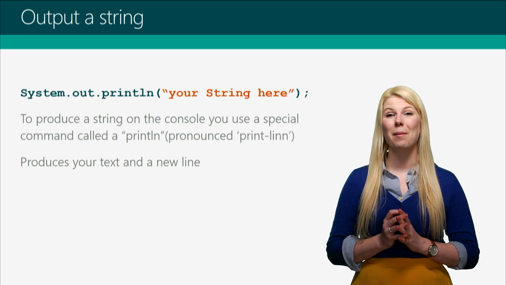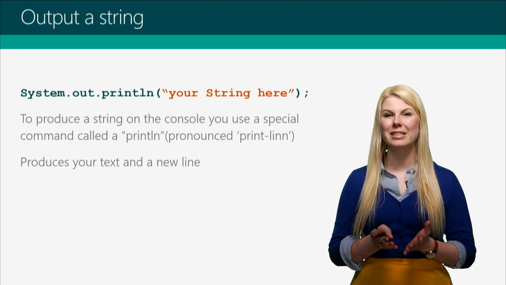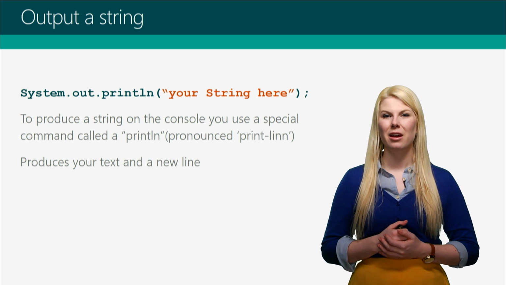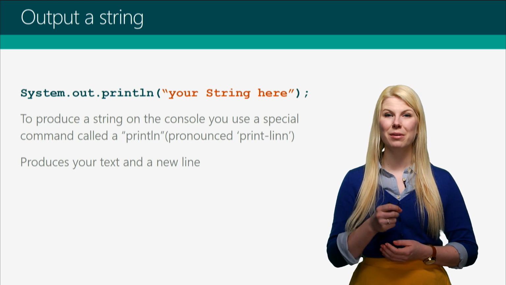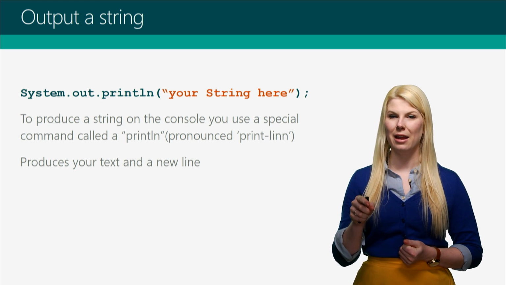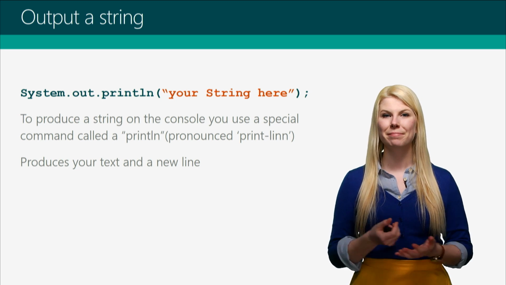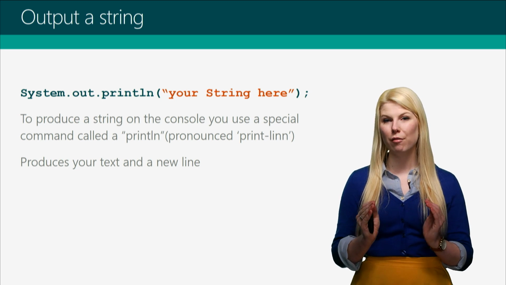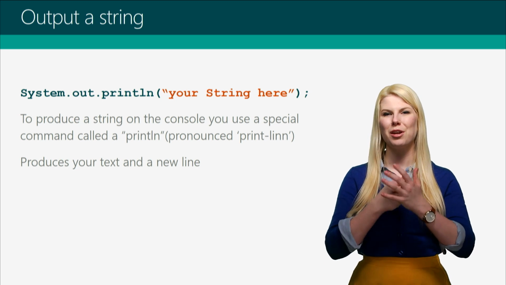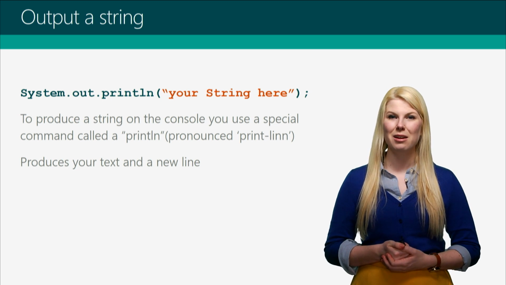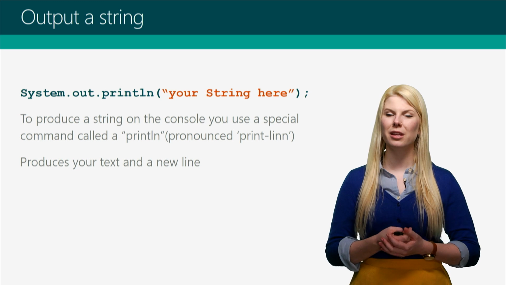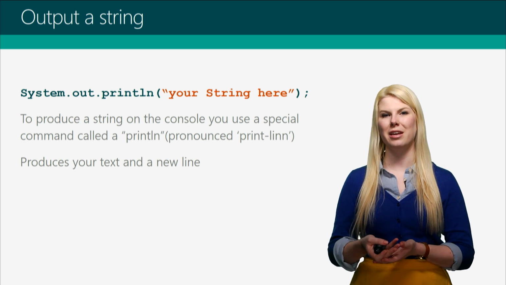This is called a println. A println is how you give output to the console. It requires the words system.out.println, and then we pronounce it println. Then you have a set of parentheses, and then inside the parentheses, the string you want to put out to the console. And because it's a string, you need to put it in between quotation marks. So this example println is going to print out your string here.